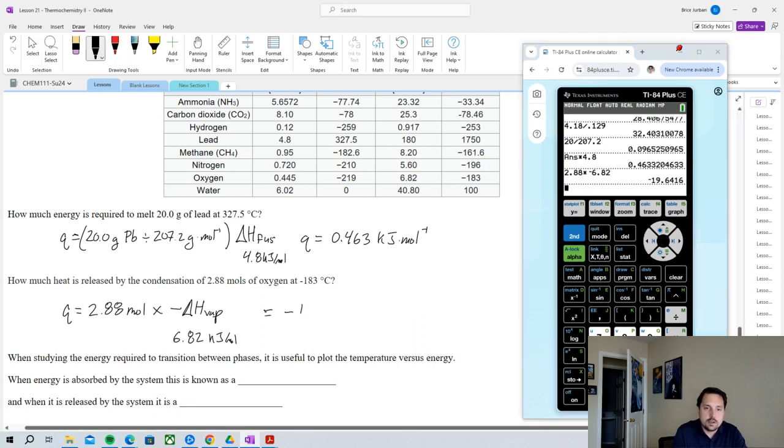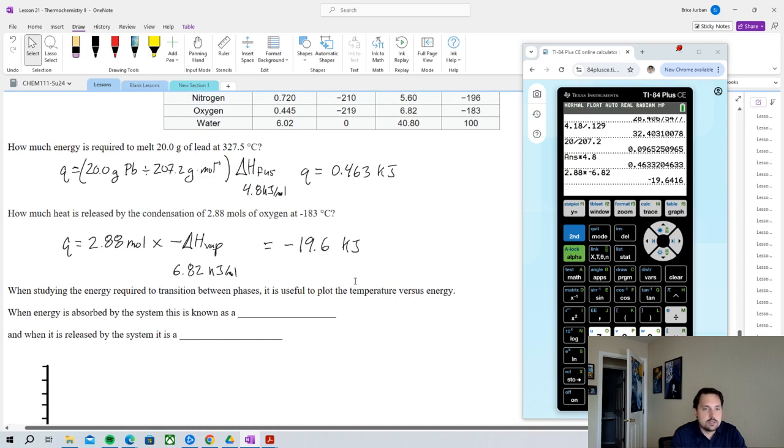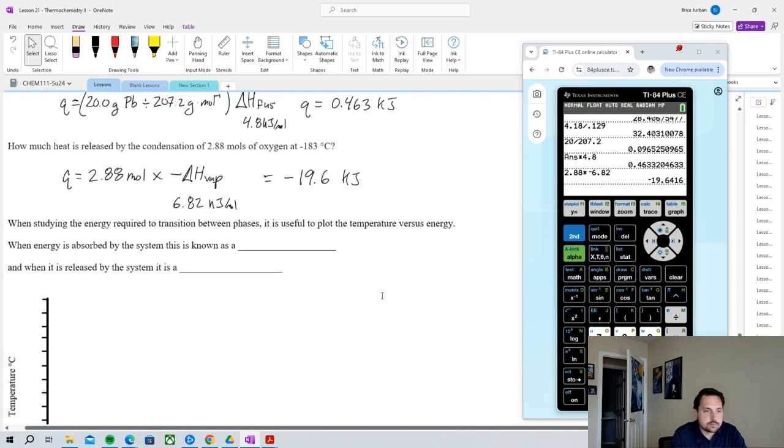Giving us negative 19.6 kilojoules. Oh, it's not kilojoules per mole, it's just kilojoules. There we go. A lot of energy would be released in that case.